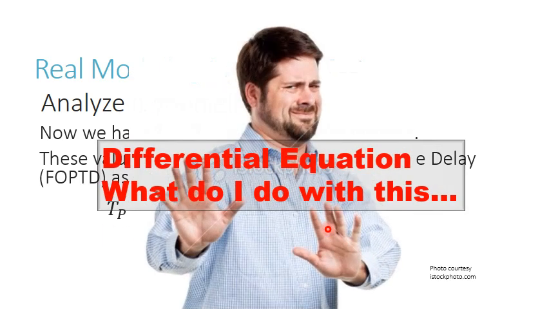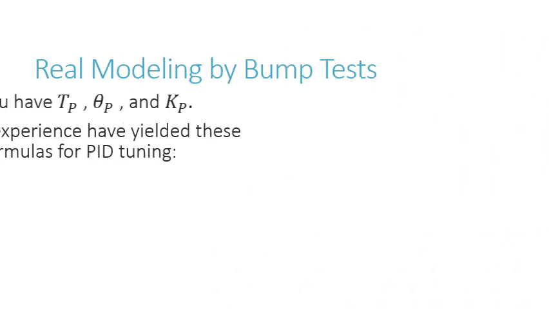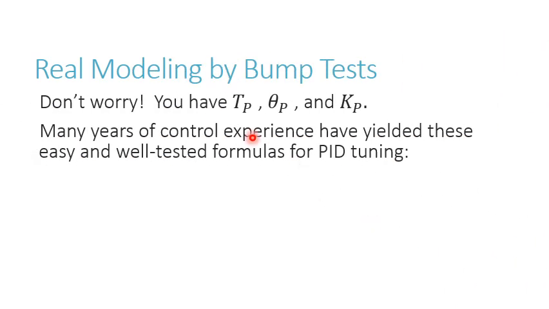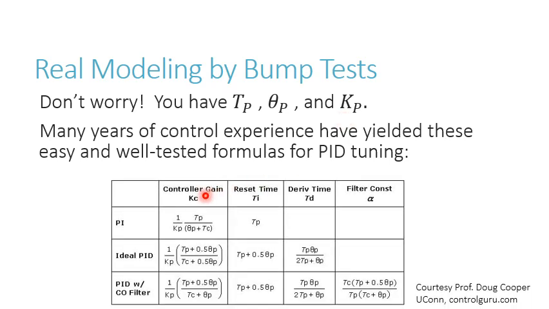Oh, wait a minute, you've never seen this differential equation before. Frankly, I don't want to look at it. I don't want to deal with it. No problem. You've got these values here, and experience over many years has yielded these empirical formulas based on these measurements, the time constant, the dead time, and the gain of the process. And then from this you can yield your familiar PID parameters here.